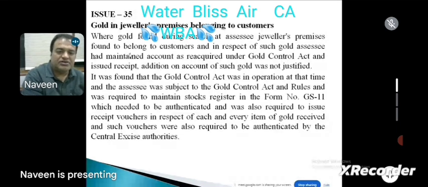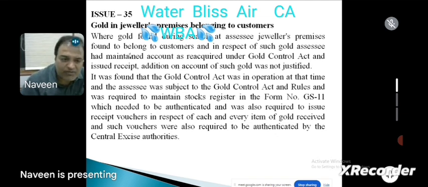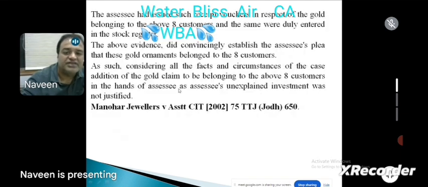And issued receipt. Addition on account of such gold was not justified. It was found that the Gold Control Act was applicable several decades back. Found that the Gold Control Act was in operation at that time and the assessee was subject to the Gold Control Act and rules and was required to maintain a stock register in form GS11, which needed to be authenticated, and was also required to issue receipt vouchers in respect of each and every item of gold received. And such vouchers were also required to be authenticated by the central authority.